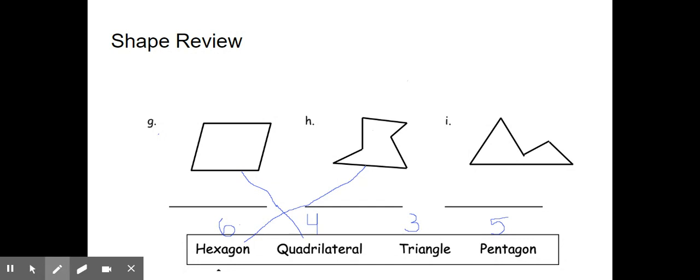Let's look at the last shape. This is also a kind of weird looking shape. Let's count the sides. 1, 2, 3, 4, 5. 5 sides means it's a pentagon. Great job.